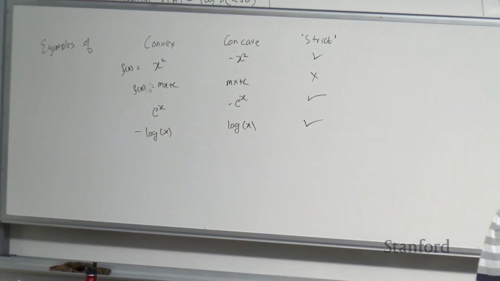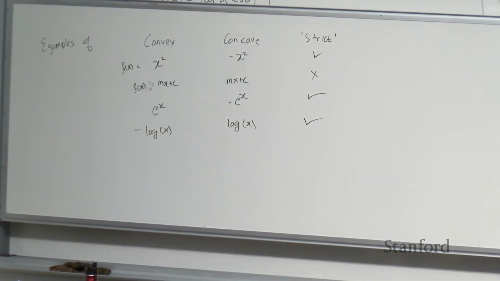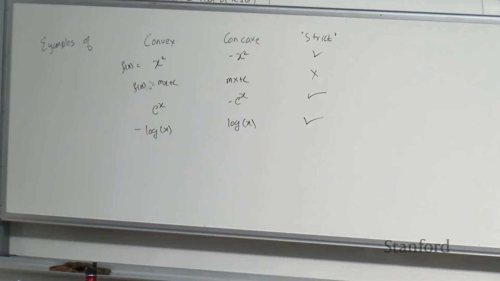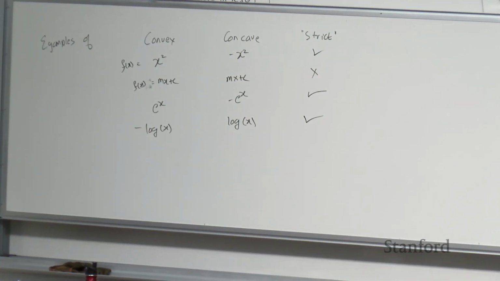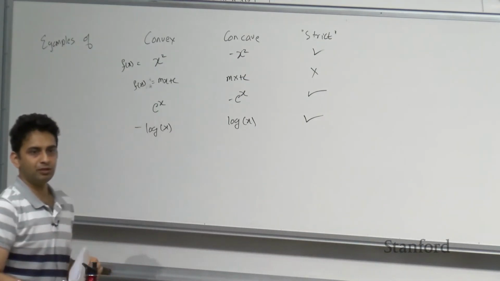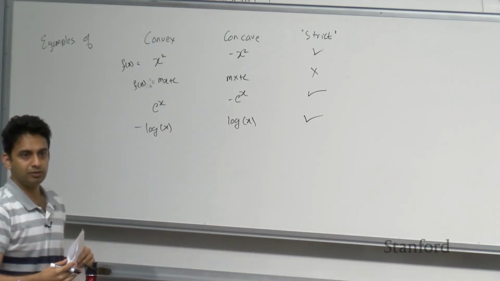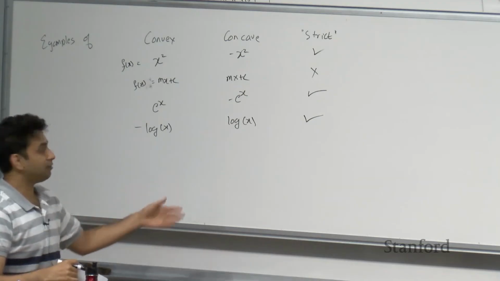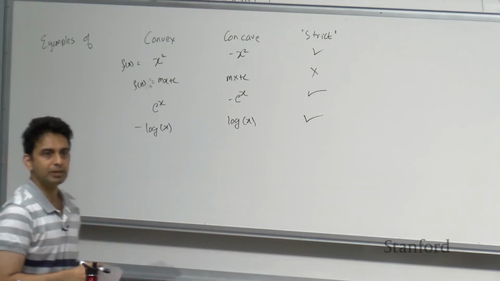Yes, question? Yeah, a straight line is always convex and concave because f double prime is equal to 0, and the definition of convex is that f double prime should be greater than or equal to 0. And it's equal to 0, so it satisfies greater than or equal to 0. And similarly for concave, it is less than or equal to 0, and it's equal to 0, so it satisfies less than or equal to 0 as well.